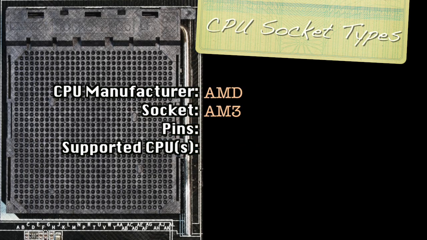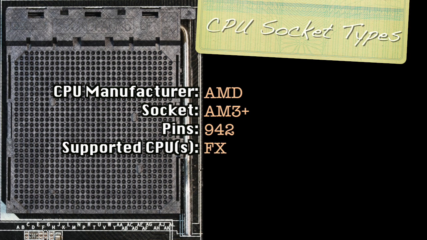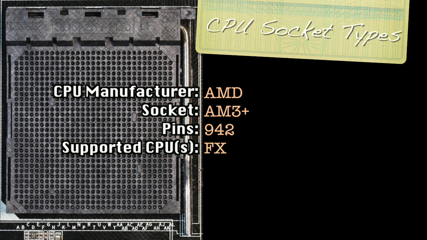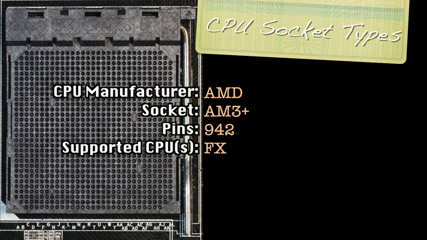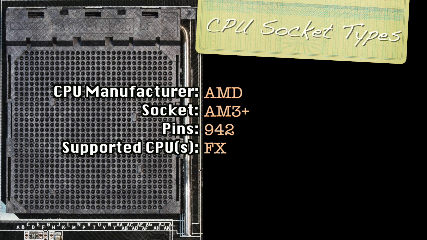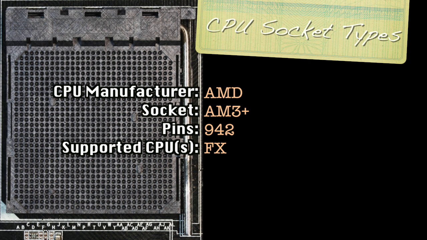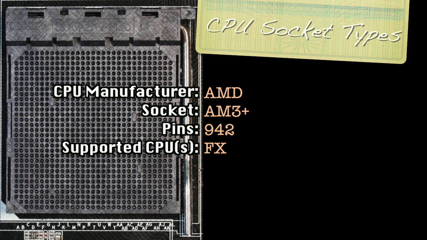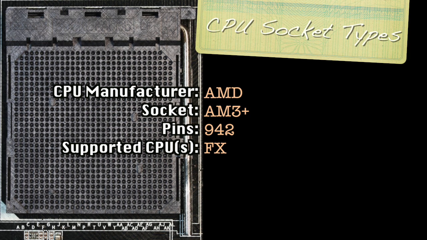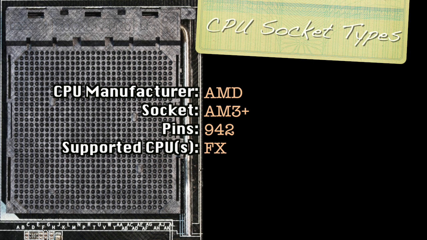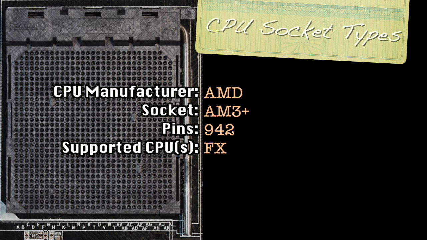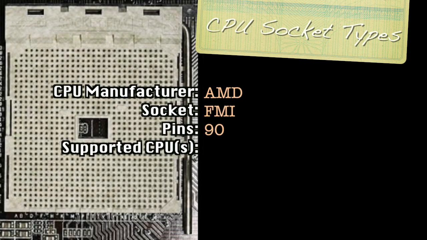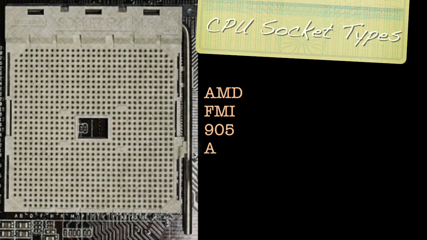Socket AM3 Plus has 942 pins and supports the FX CPU. AMD has only released the FX branded CPUs that use the Bulldozer core. Motherboards with AM3 Plus sockets already available tout support for Phenom 2, Athlon 2, and Sempron CPUs in addition to the FX series. Socket FM1 has 905 pins and supports the A series CPU, which features integrated GPUs and other chips.